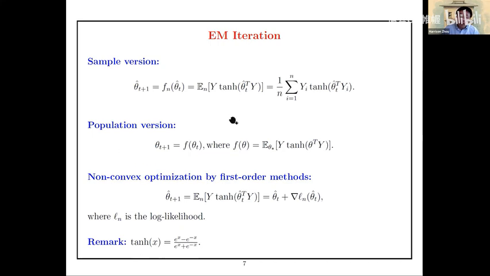To understand the sample version, we have to understand the population version first. And this is the population version. Usually it's much easier to analyze the population version because everything over here is deterministic. For the sample version, the analysis could be much more complicated. The reason is this: the output theta hat over here depends on your data. So the output and your data could be dependent. When they are dependent, the analysis could be very hard, very challenging.